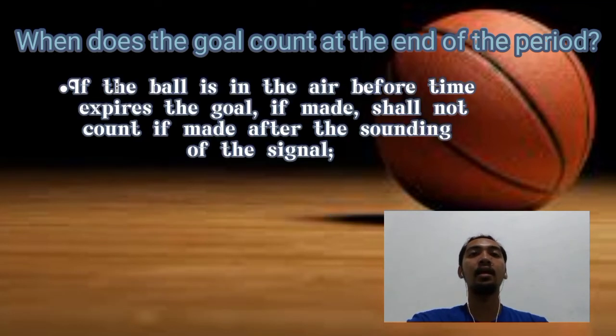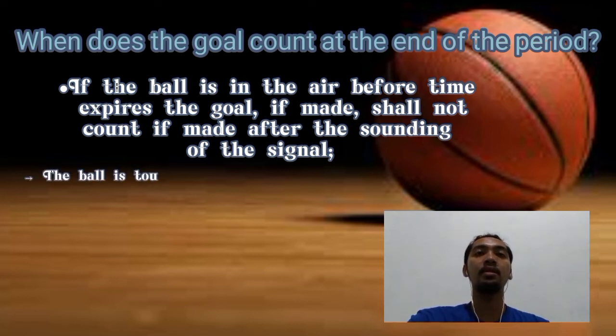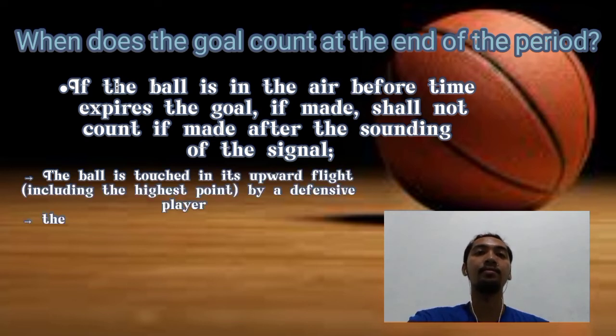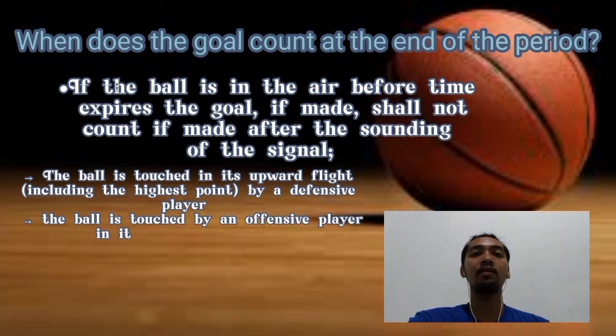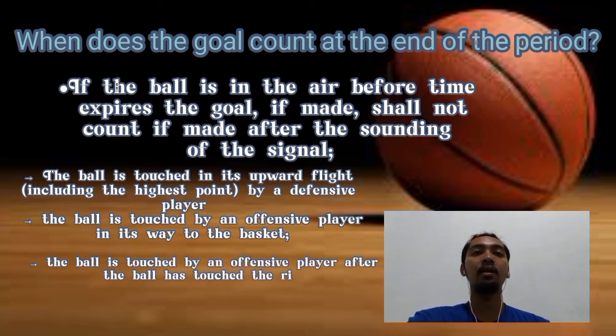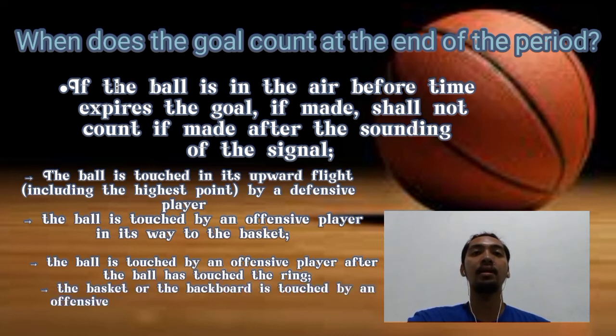If the ball is in the air before the time expires, the goal, if made, shall not count after the sounding of the signal if: the ball is touched in its upward flight, including the highest point, by a defensive player; the ball is touched by an offensive player on its way to the basket; the ball is touched by an offensive player after the ball has touched the ring; or the basket or the backboard is touched by an offensive player while the ball is still in contact with the ring.